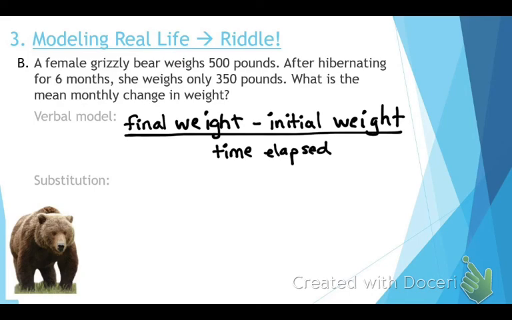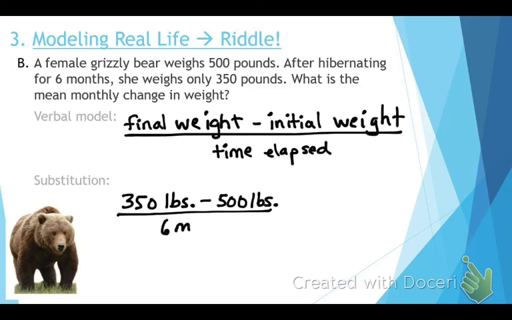Okay, as I just walked around, some people were getting kind of mixed up what the final weight was and what the initial weight was. Remember, we are plugging in first the final weight. At the end of this problem, what was the final weight of that grizzly bear? 350. Okay, so we're going to plug that in. We've got 350 pounds minus what? 500 pounds over how much time elapsed or passed? 6 months. So now let's just start with the numerator.